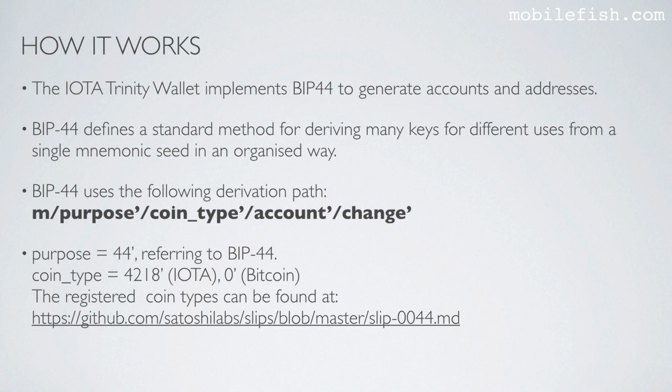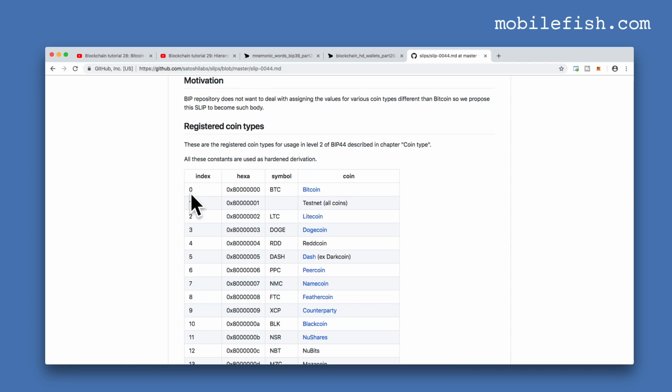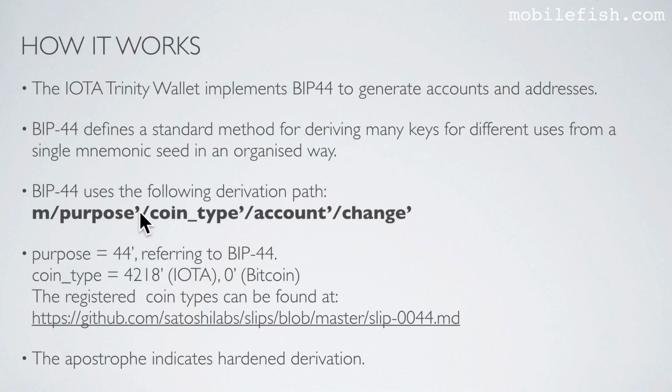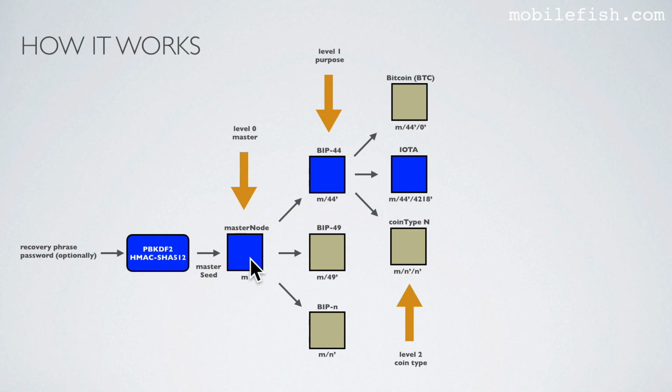The registered coin types can be found at this location. Index 0 refers to Bitcoin. Index number 4218 refers to IOTA. The apostrophe indicates hardened derivation. Each square represents a node.